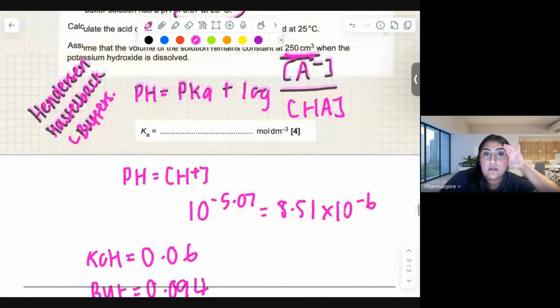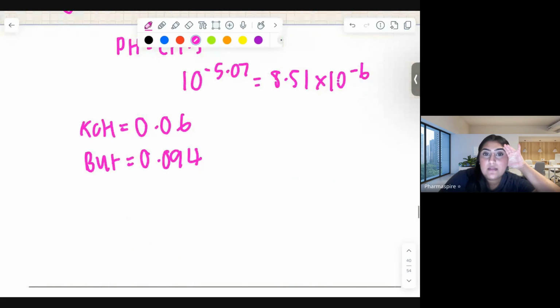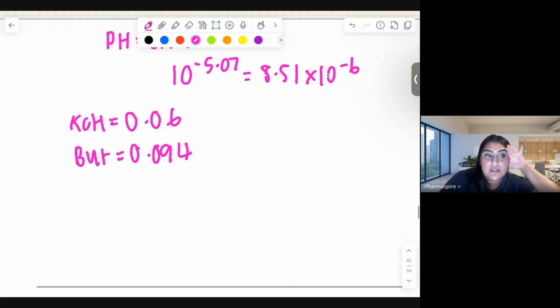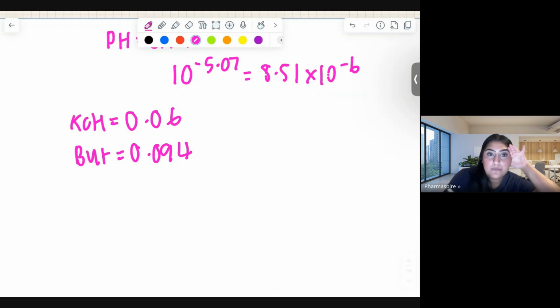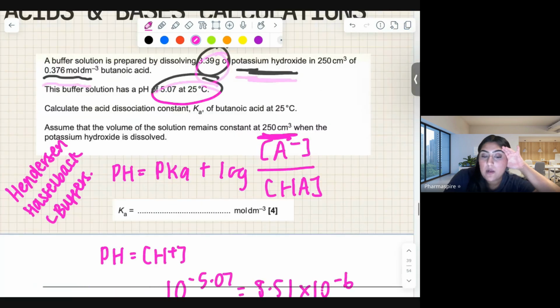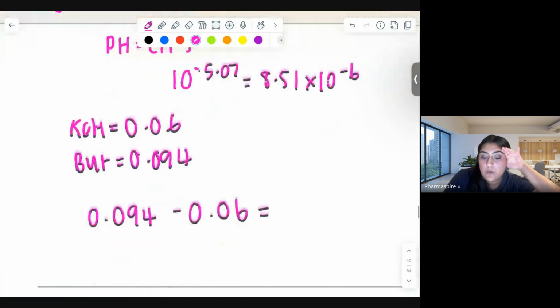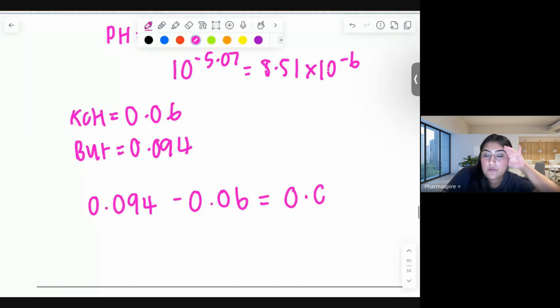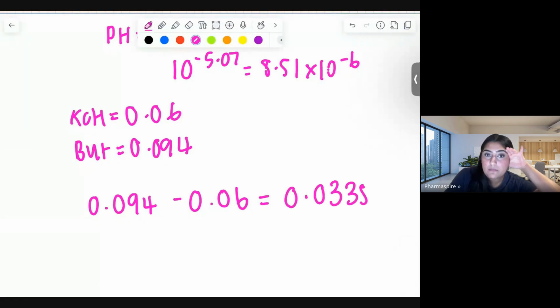Technically in this step, what they're basically saying to you is that some sort of neutralization occurred, hasn't it? Which means that we need to work out how much acid is actually left from what we actually used. What I mean by that is you're going to do 0.094 minus 0.065, because the reason why you have to subtract them is because they reacted. So you need to work out what is left. With that, you should get 0.0335.